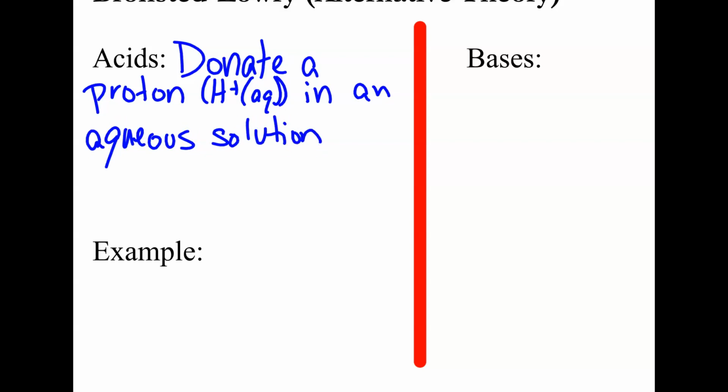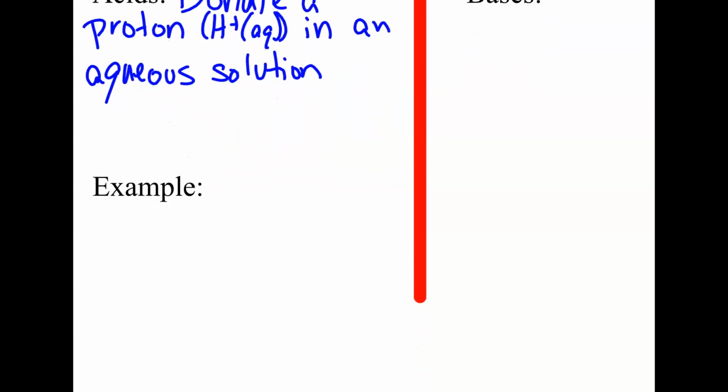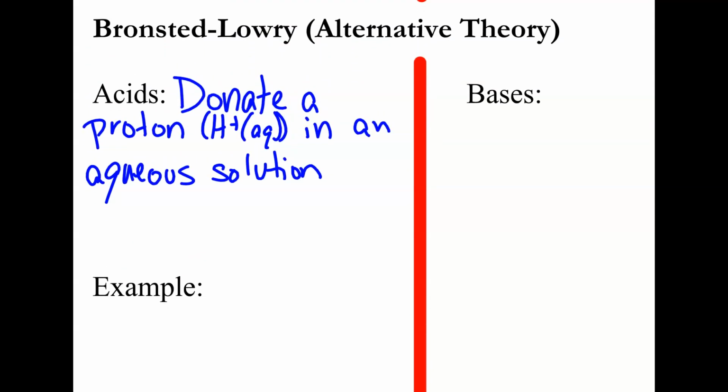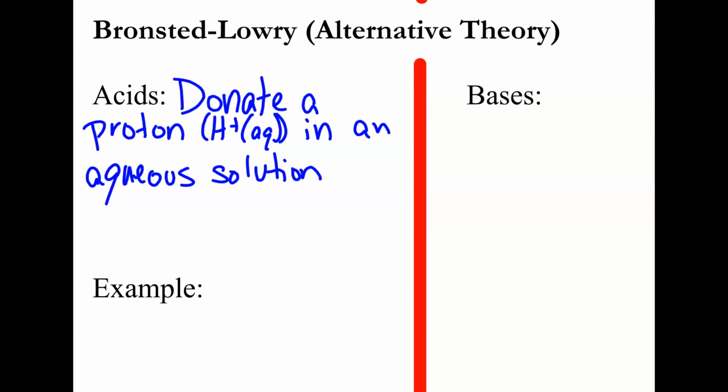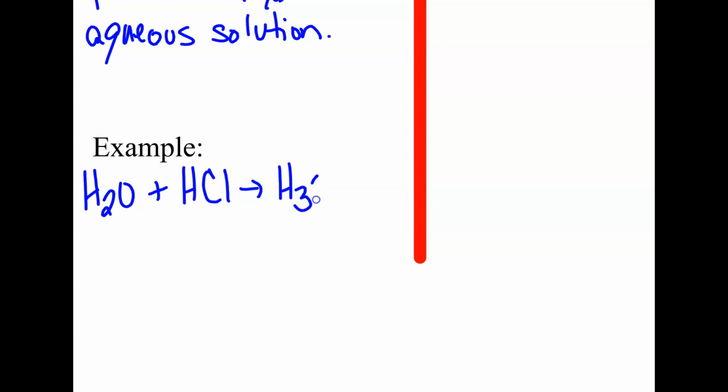So really it's the same definition as before, but when we do our example here, when we talk about Bronsted and Lowry, very often we're going to use 2 water molecules because you can also say that an acid increases the hydronium ion concentration. So our example of this here is that water reacts with HCl, and it is going to form H3O+ and Cl-. Now, of course, all of those are aqueous.